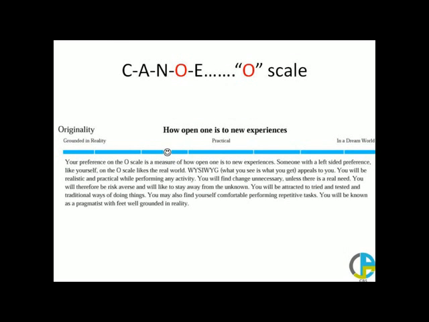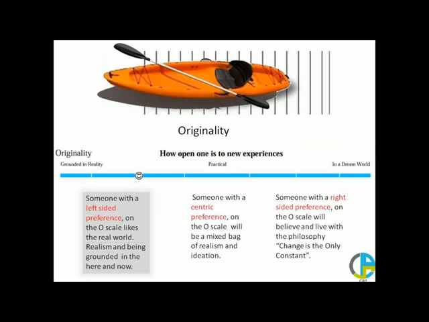The O scale talks about originality, or how open one is to new experiences. The blue continuum again talks about the three preferences. The left-sided preference is about someone who's grounded in reality. The right-sided preference is about someone who's in a dream world. And the middle preference is about someone who's practical.